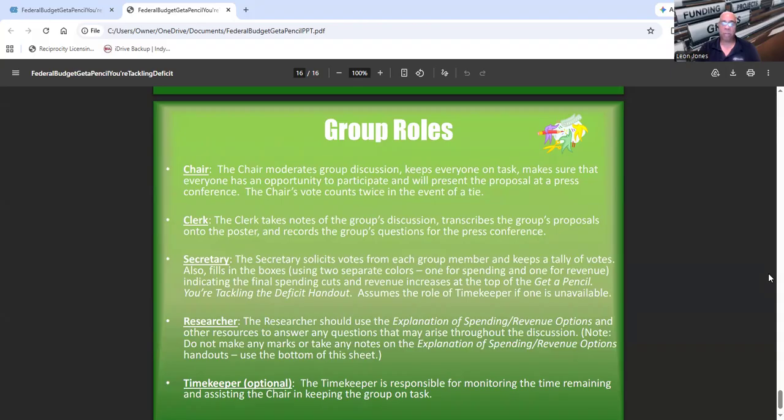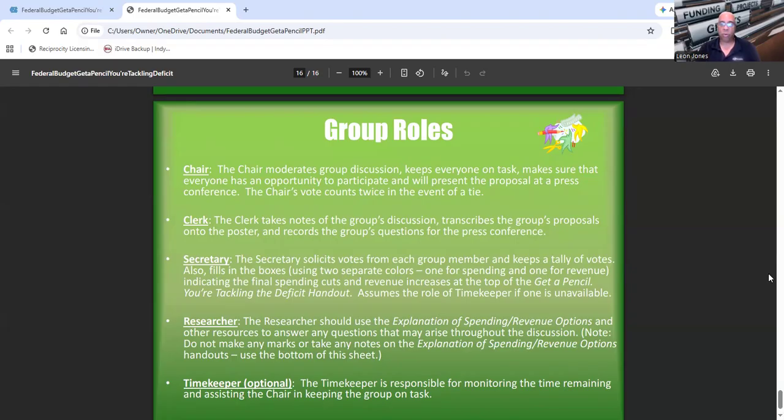The secretary basically solicits votes from each group member and keeps a tally of votes, and also fills in the boxes using two separate colors, one for spending and one for revenue. And it's going to indicate the final spending cuts and revenue increases at the top. Get a pencil. You're tackling the deficit handout.